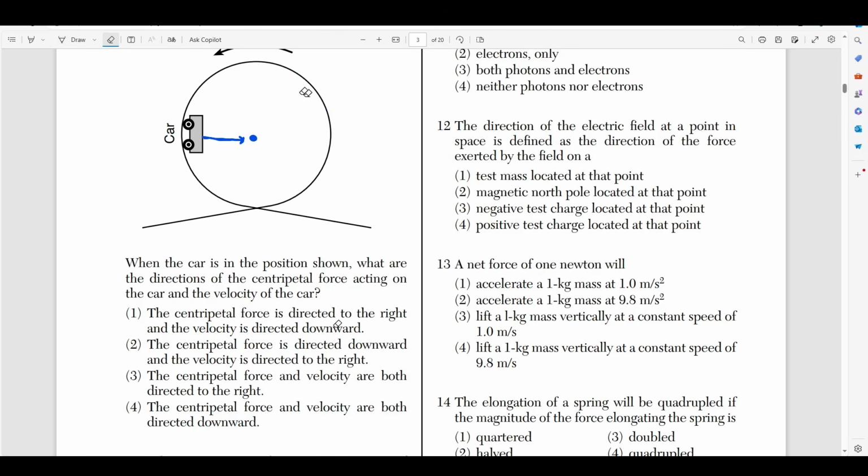Okay. The next takeaway here is that the velocity is always perpendicular to the centripetal force, right? So in this case, the velocity of the car, which is a vector, the direction of it is going to be perpendicular, a 90-degree angle, and it's going to be facing downwards. So the centripetal force is directed to the right, and the velocity is directed downwards. So choice 1 has to be the correct answer here.